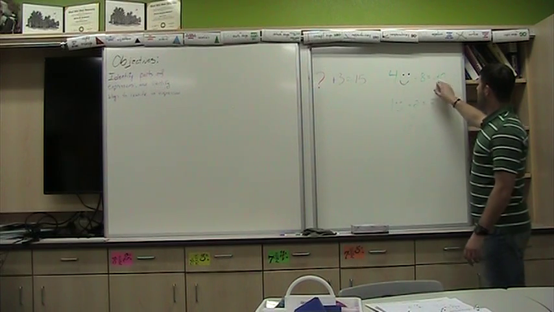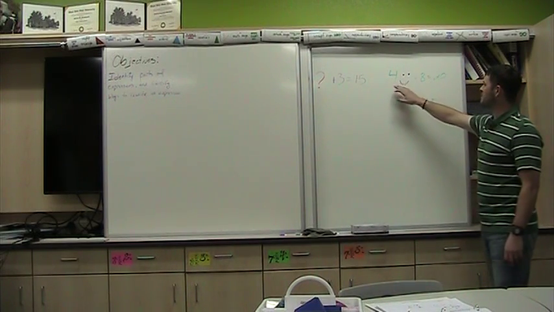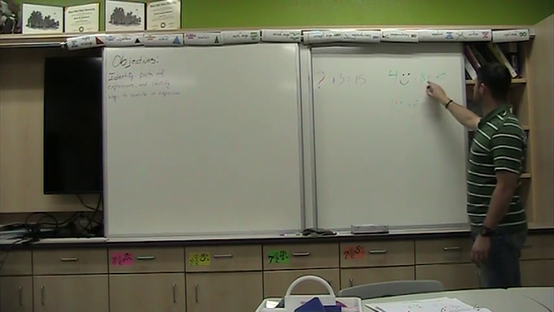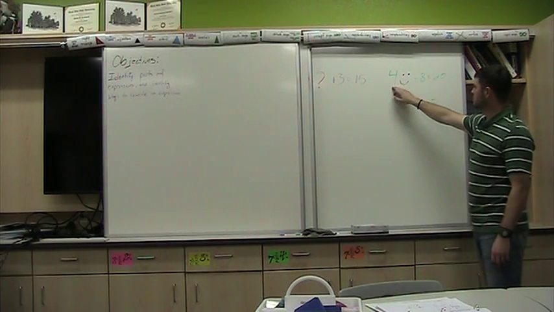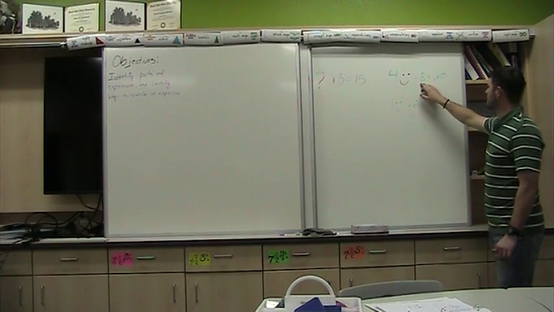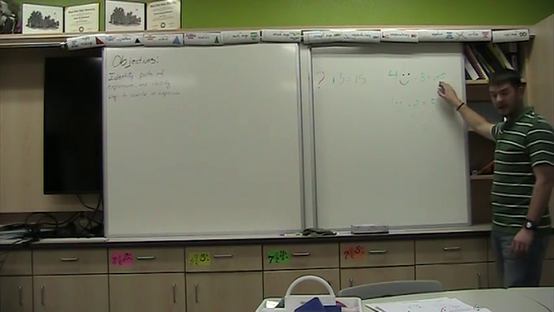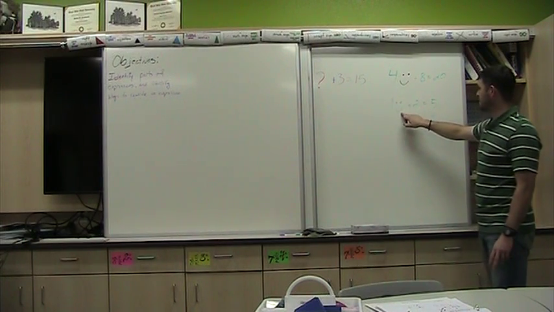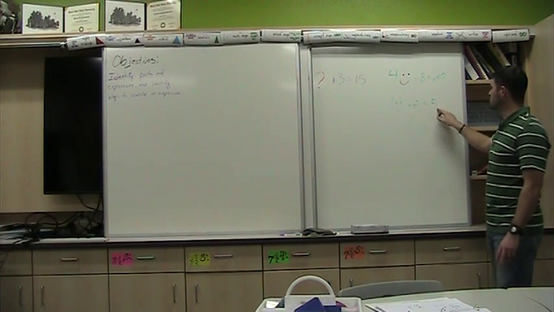The greatest common factor in this expression, we have a 4, an 8, and a 20. Well, 4 goes into each of these. It goes into itself once, it goes into 8 twice, and it goes into 20 five times. So it would be written as 1 smiley face plus 2 equals 5.